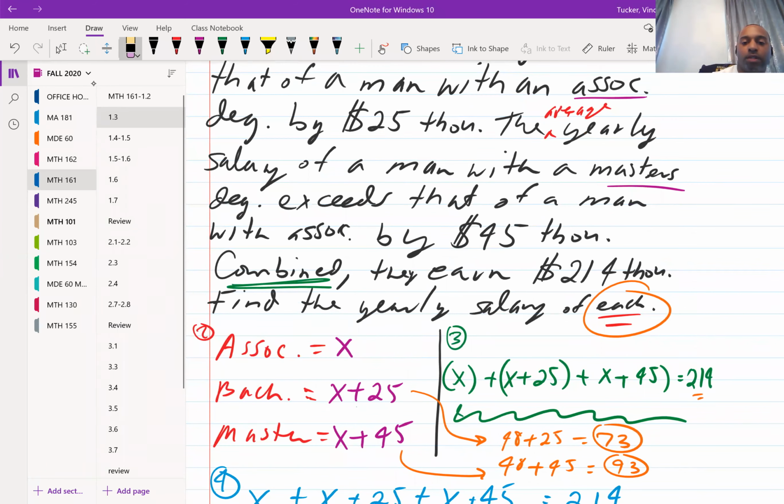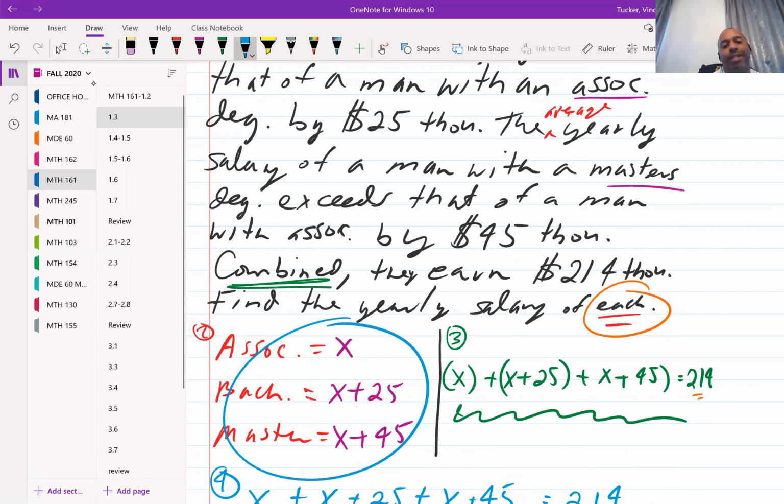So watch what I did here. Let me erase this stuff. So my associate's degree, I decided to let that be X. Now, the bachelor's degree exceeds that of an associate's degree by $25,000. So I called that one X plus 25.